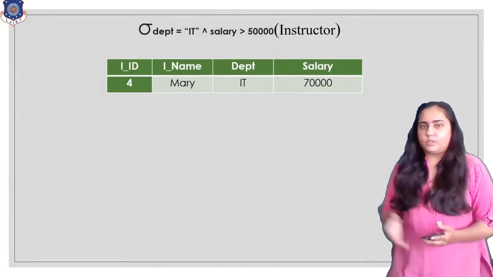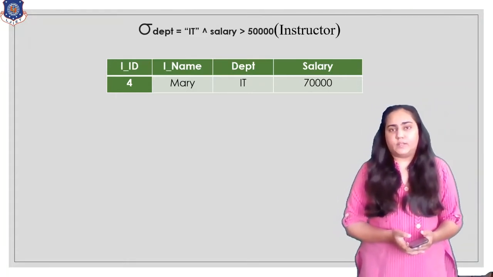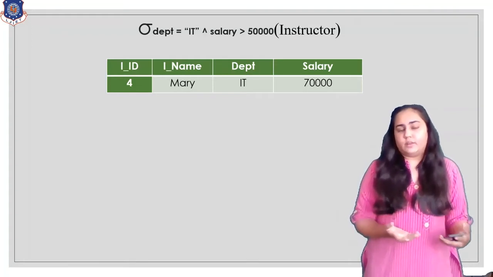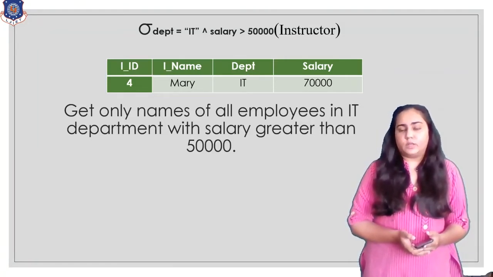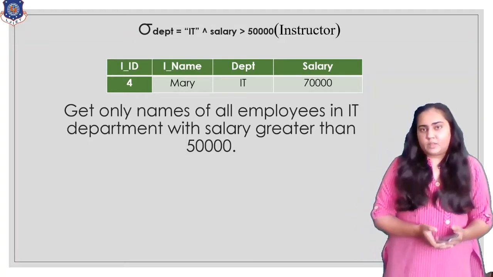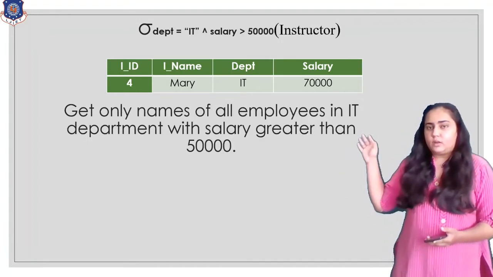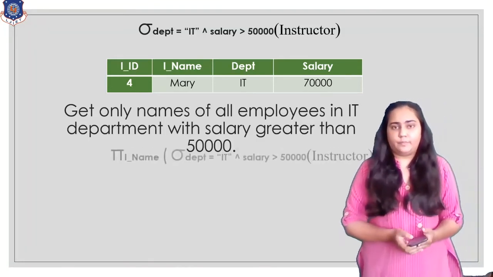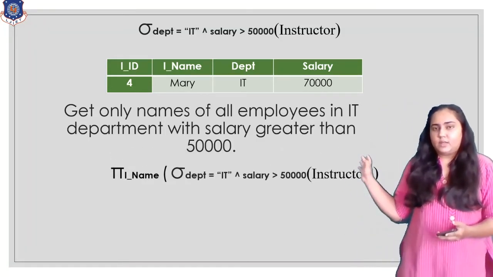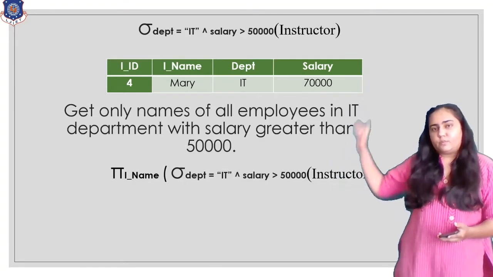Now, this is the query we wrote earlier about getting instructors from IT department with salary greater than 50,000. Now let's add a project operation in it. We're going to find out only names of those employees who are in IT department with salary greater than 50,000. Now remember, we've already done most of this query. The only thing we want now is to eliminate ID, dept, and salary columns because I only want the name. So you can write your query like this. You can see that the query that's inside is nothing but what has been copied from up there.